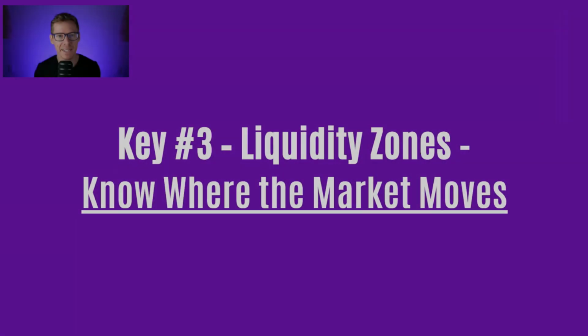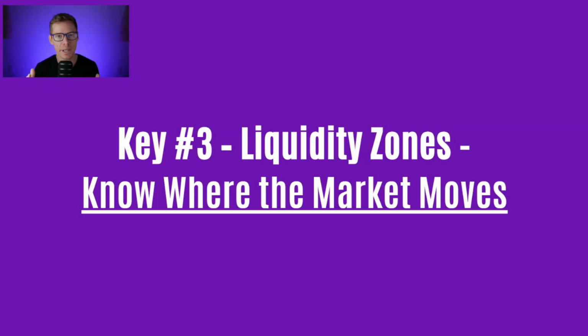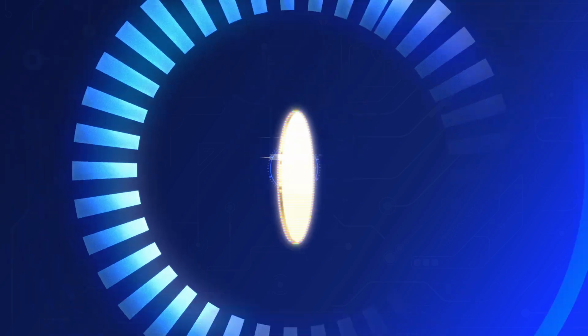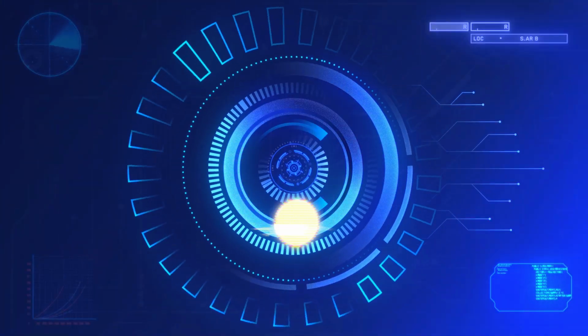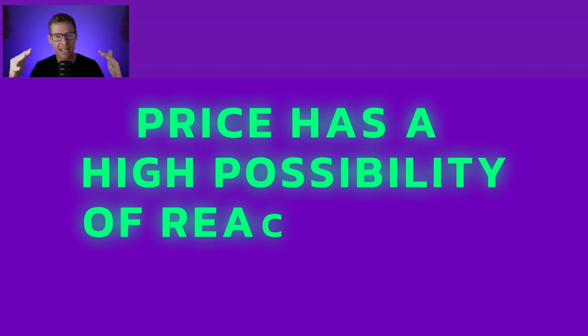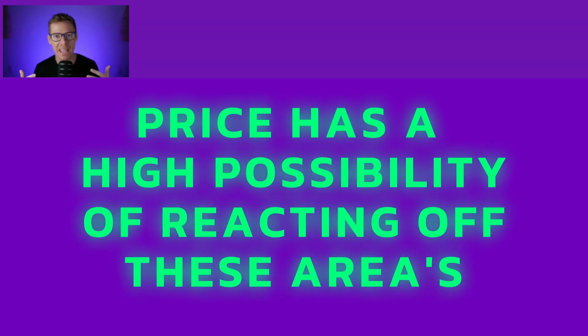Then we have key number 3, which is our liquidity zones. This is where you can know potential areas where the market is going to move from. The market moves from liquidity to liquidity. Understanding where these liquidity pools are located is going to give you a massive upper hand in terms of where you're going to look for entries and where price has a high possibility of reacting, because this is where traders engage in their positions and they have pending orders resting.